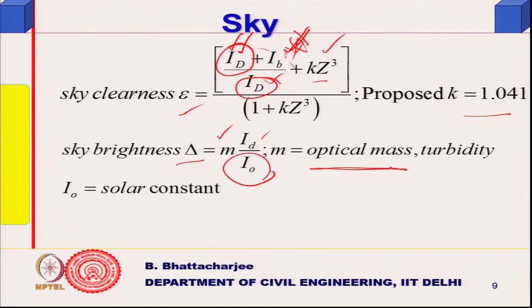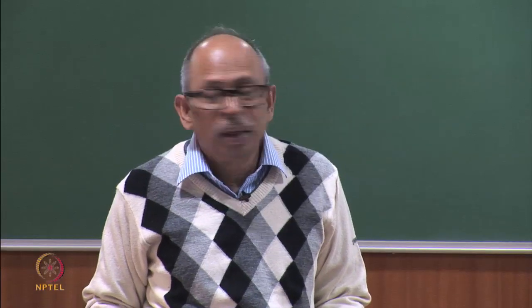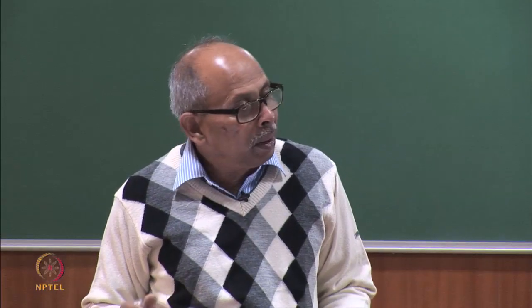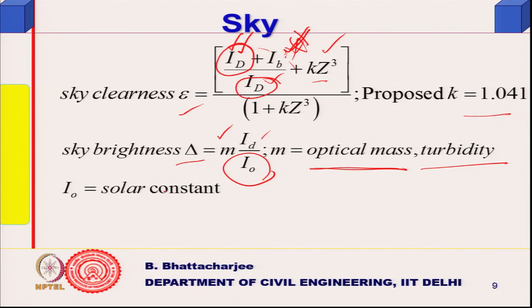So, m is called optical mass. It would depend upon cloud condition as well as level of pollution. An industrial area would be different from a less industrial area, and so on, depending on the particulate matter in the atmosphere. And this is anyway the solar constant.